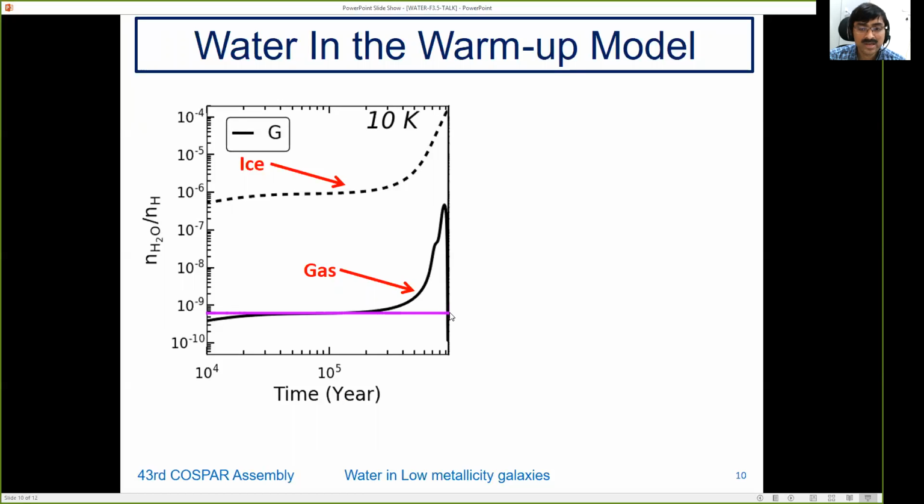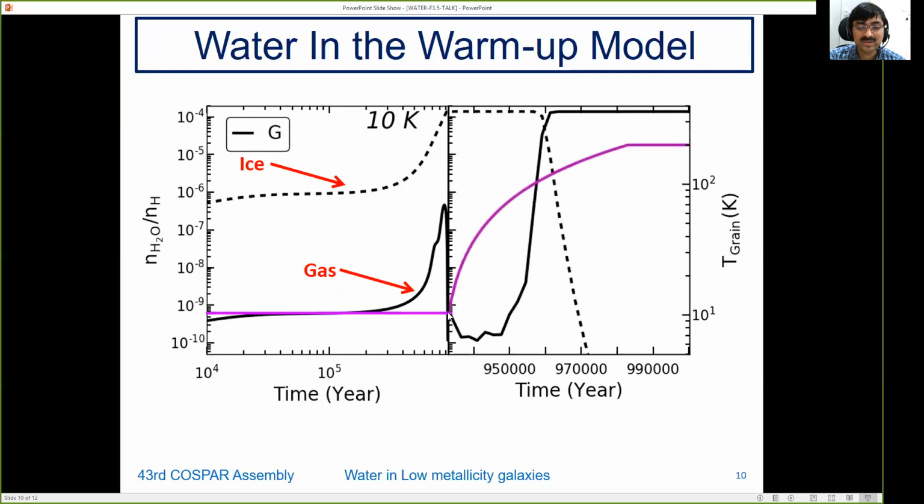Now if we start increasing the gas and dust temperature, up to 200 Kelvin, we'll see that the ice abundance remains fairly constant up to about 100 Kelvin or so. After that it comes off the grain surface, and we see the entire abundance in the gas phase. So this is the final abundance.